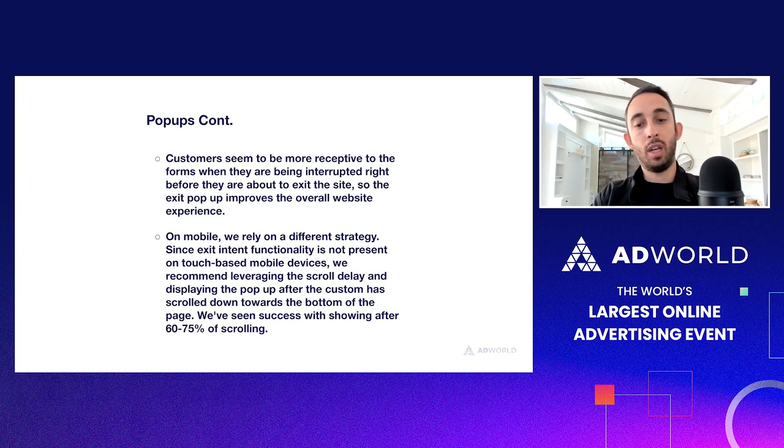So we recommend leveraging the scroll delay and displaying the pop-up after the customer has scrolled down towards the bottom of the page. Typically we show this after the customer has gone through about 60% of your website on mobile. That way they have enough time to see what you're about and hopefully enter their email and or phone number, so you can stay in touch and convert them over time.